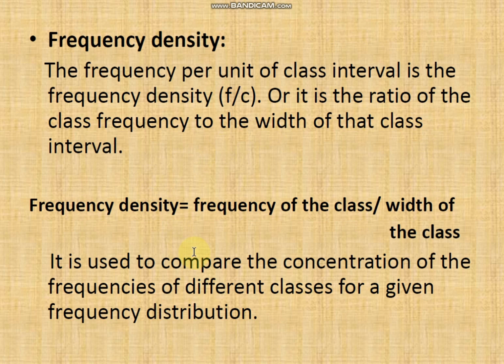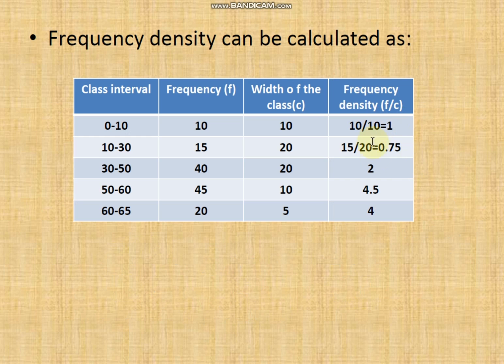Frequency density is used to compare the concentration of frequencies of different classes in a given frequency distribution. By this number you can understand which class interval has a higher concentration. For example, for this class interval the frequency is higher than anyone else. Its density is 4.5. So the maximum concentration of the frequency of the distribution is at the class 50 to 60. This is how we can use frequency density.